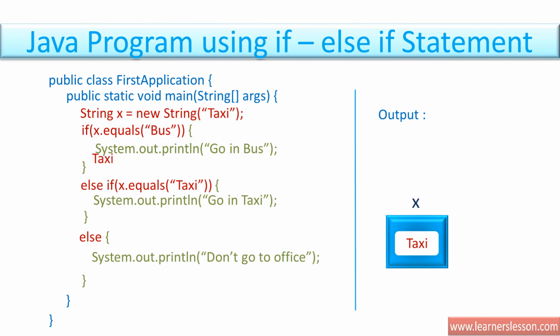So what is there inside x? There is taxi inside x. And what is there inside the parameters of equals method? There is bus. So this condition is not true.